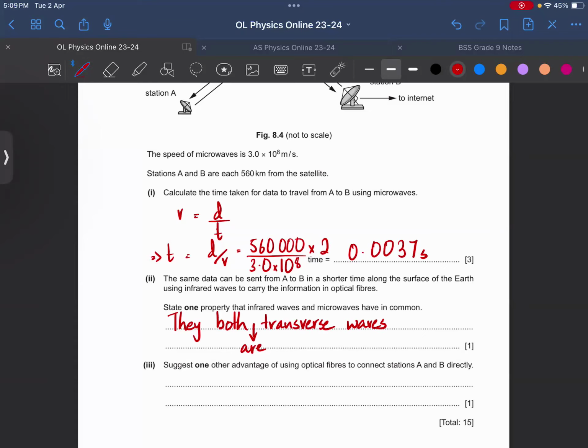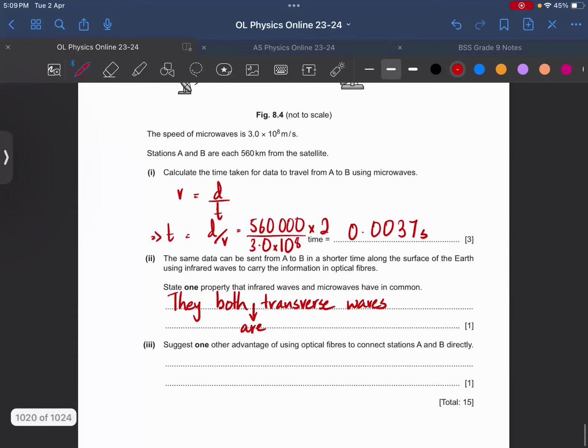Suggest one advantage of using optical fibers to connect stations A and B directly. Optical fibers के आपके पास बहुत सारे फायदे होते हैं। In this case, अगर कोई यहाँ पे जवाब देना चाहता है तो you can say it's obviously cheaper than a satellite. लेकिन you can also say that there is more bandwidth, right? Faster data transmission. ये कह सकते हैं। It's also more secure. ठीक है?